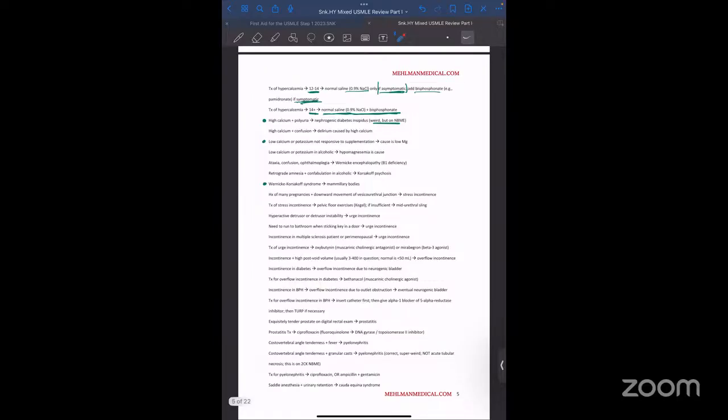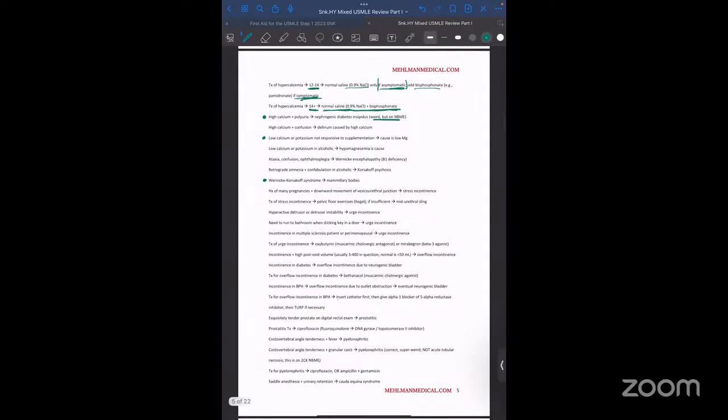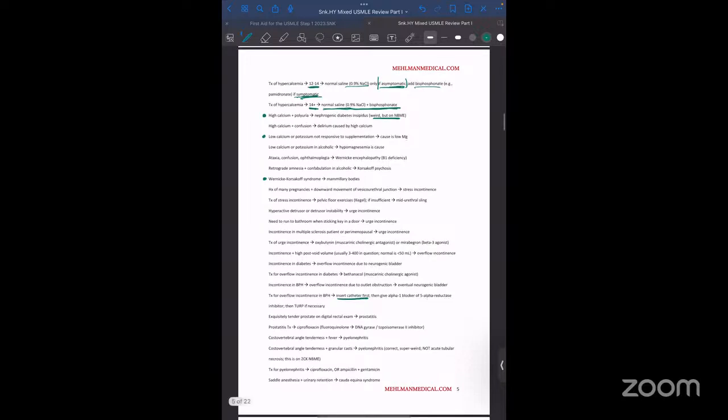Then incontinence in BPH, overflow incontinence due to outlet obstruction. So BO, bladder outlet obstruction. Eventually, it becomes neurogenic bladder. Treatment for overflow incontinence in BPH, insert a catheter first, then give alpha blocker or 5-alpha reductase inhibitor, then TURP if necessary. So catheter first, relieve the urinary retention, then alpha blocker or 5-alpha reductase inhibitor, then TURP.